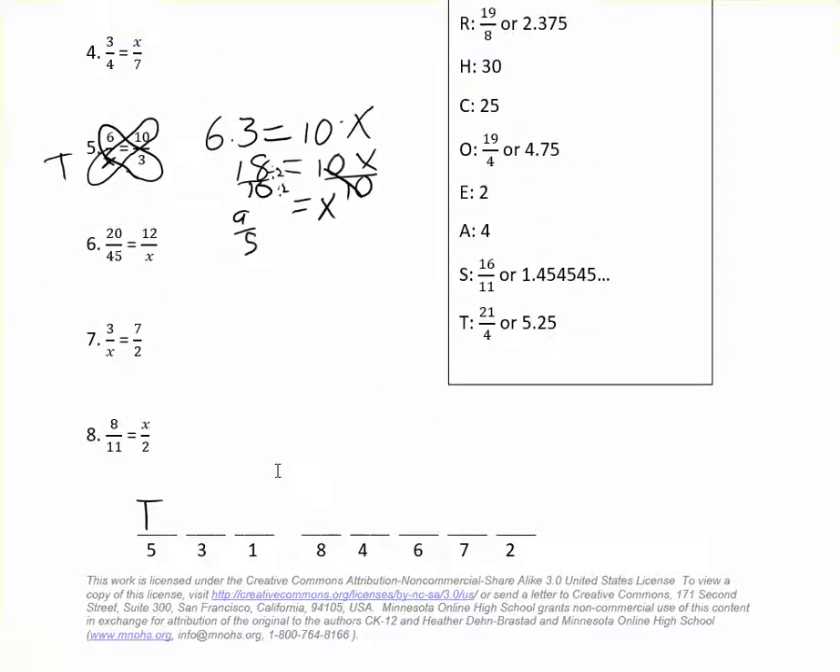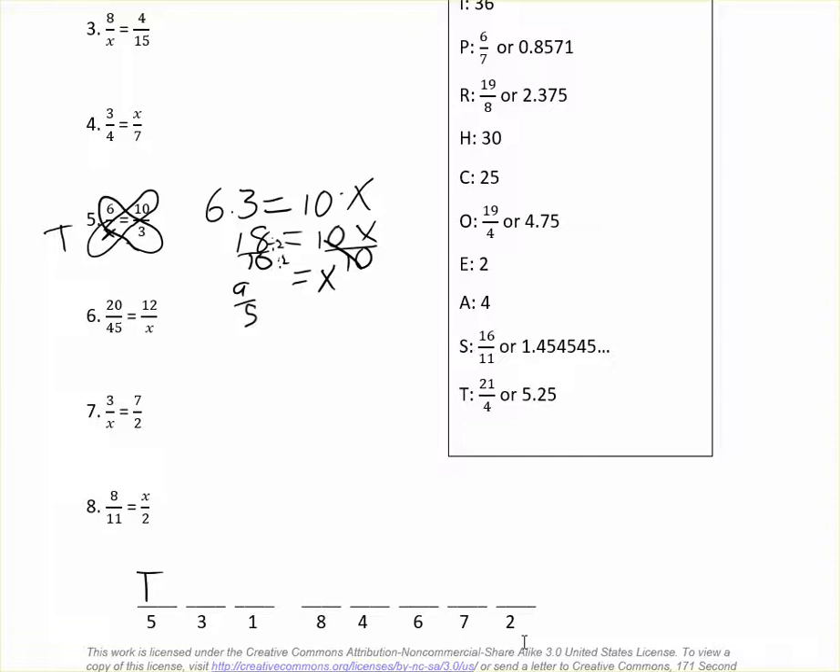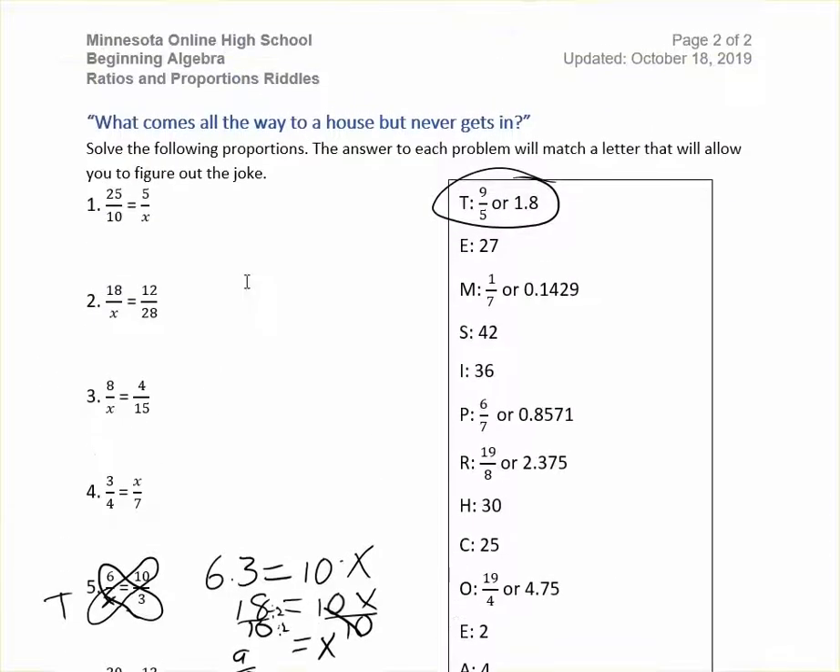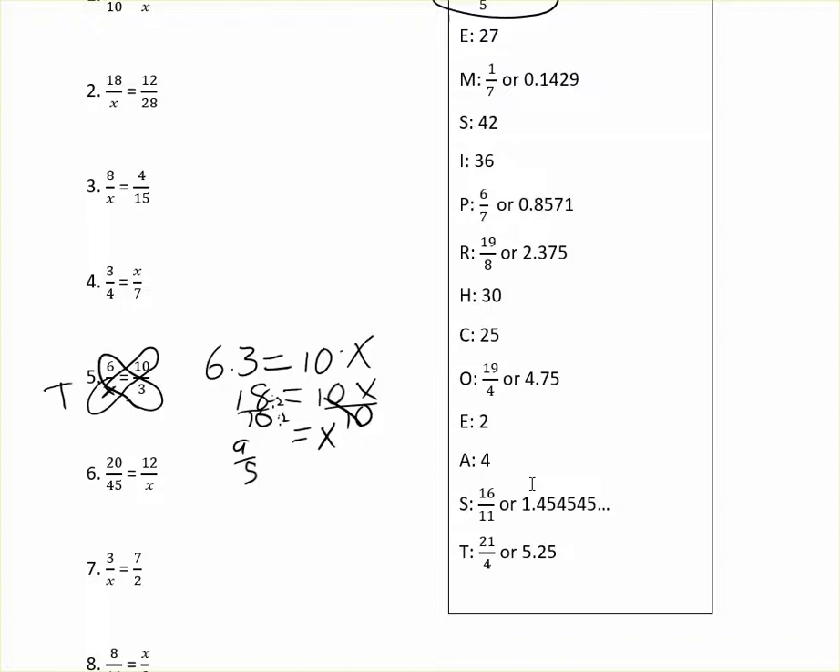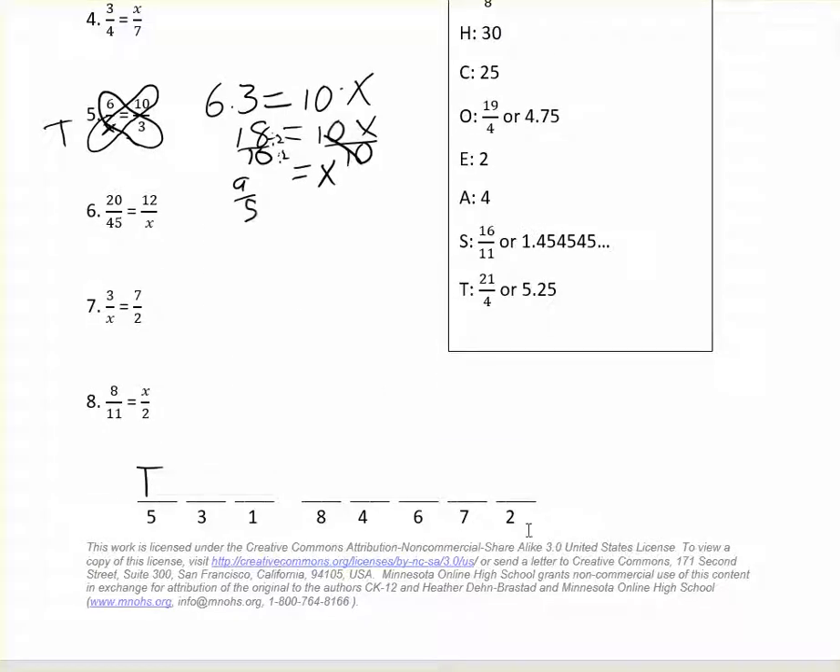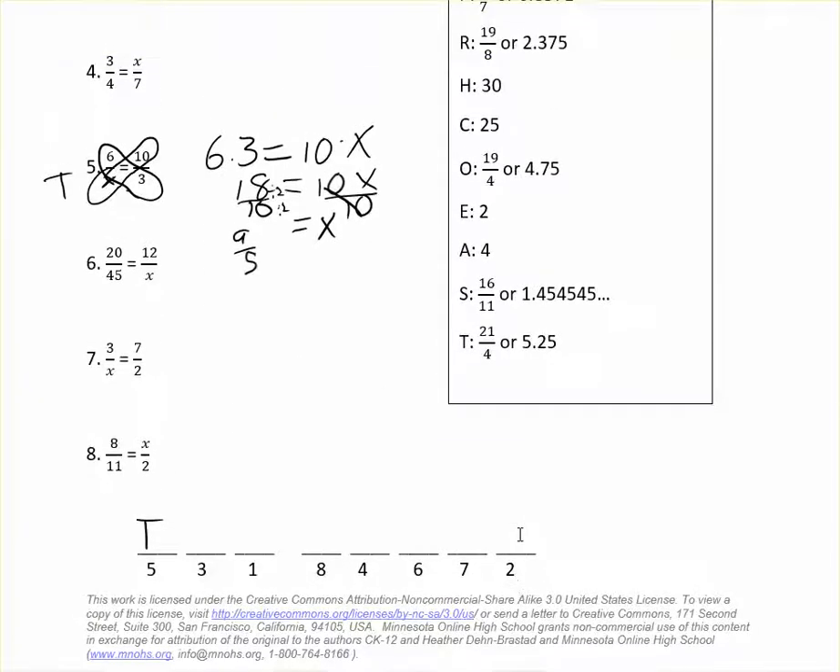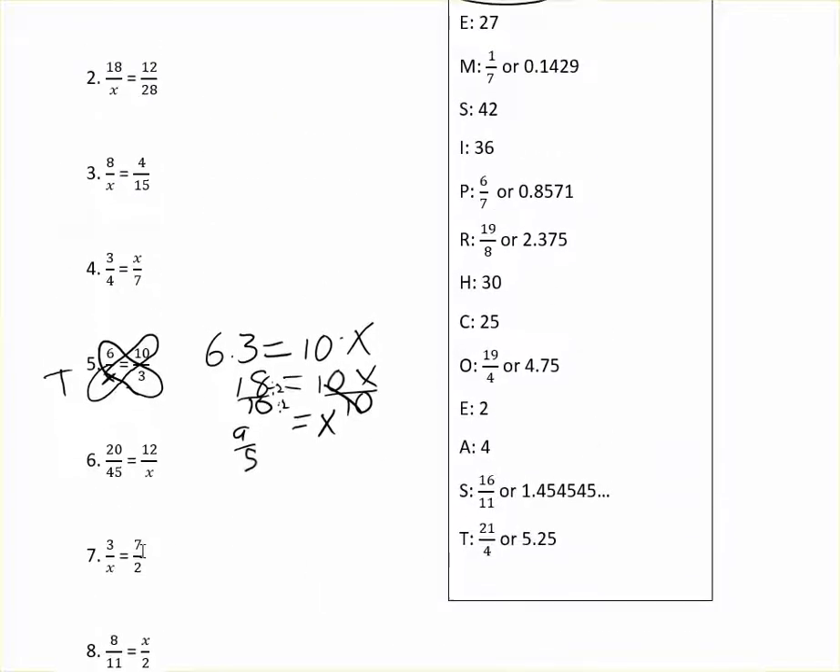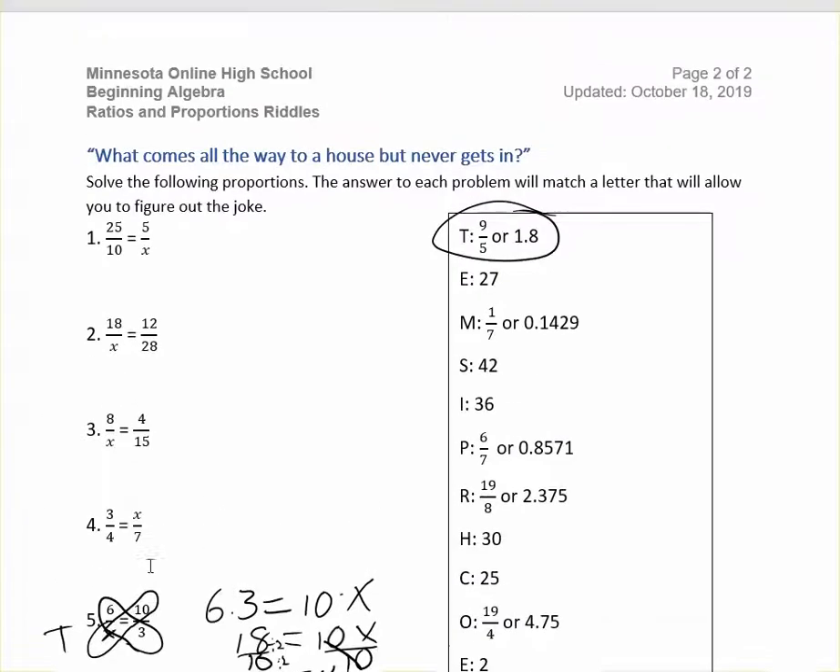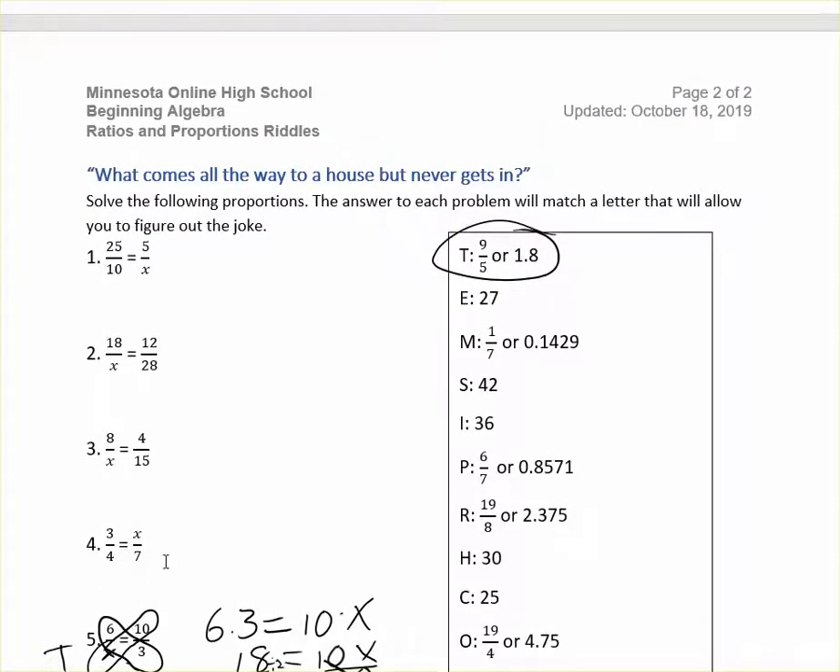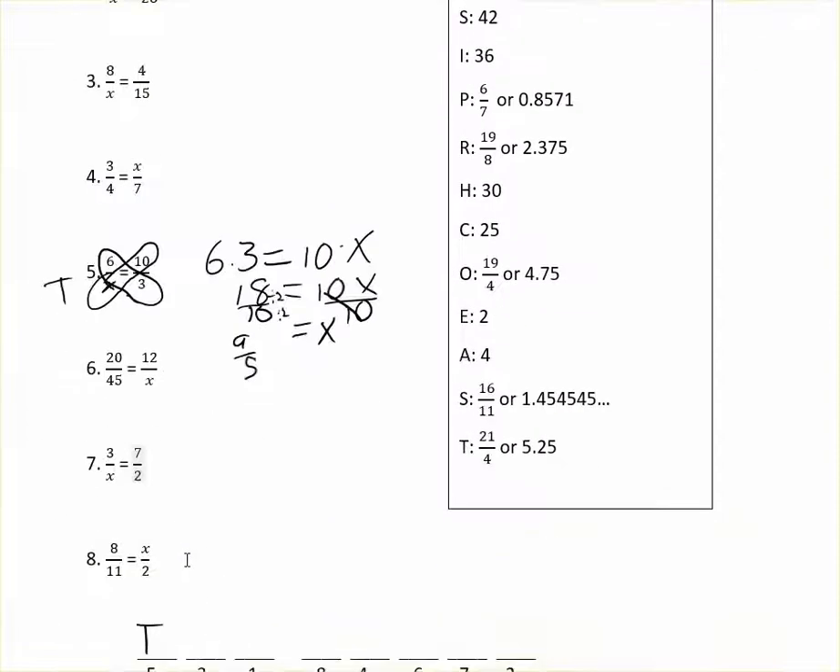And then I would solve the other problems and put the right letters where they go. And when you're done, you should be able to answer what comes all the way to a house but never gets in. I don't know the answer, but it'll be interesting. So remember to solve each of these to help find the answer, and use cross products to help you solve your proportions.